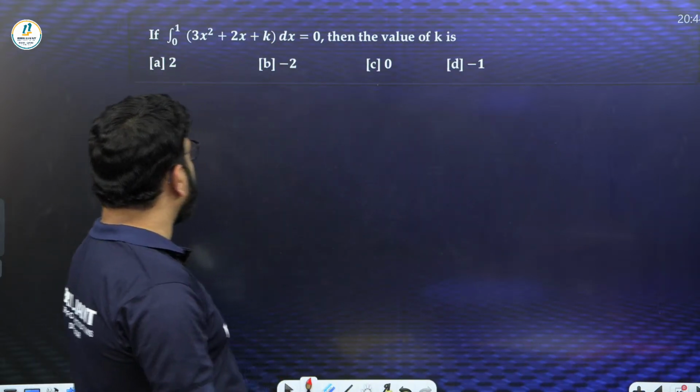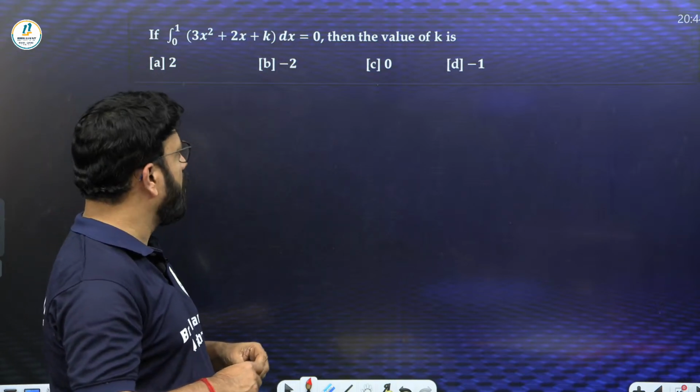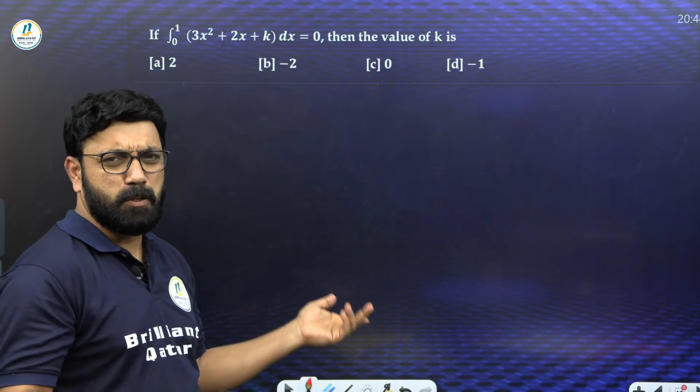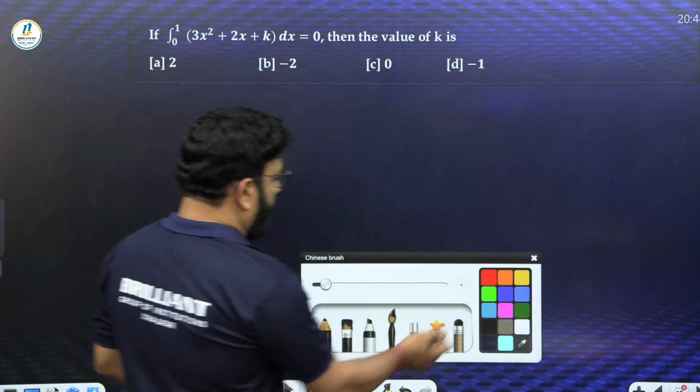Integral 0 to 1. If integral 0 to 1 of 3x square plus 2x plus k dx equal to 0, then the value of k is dash. Then the value of k. Very simple question, direct question. Very easily you can find out that one. What's the answer?